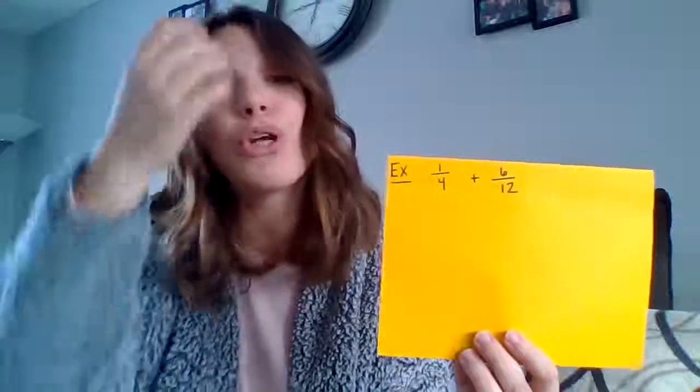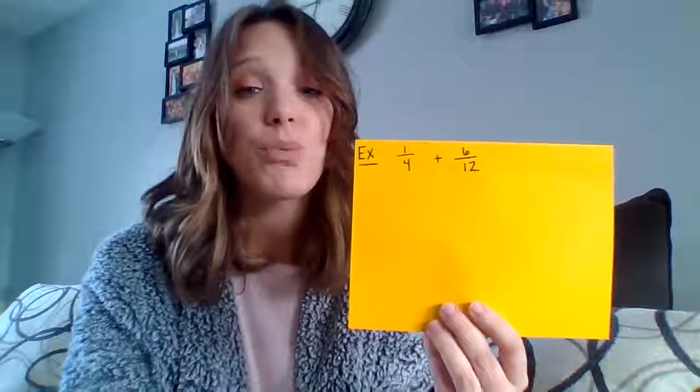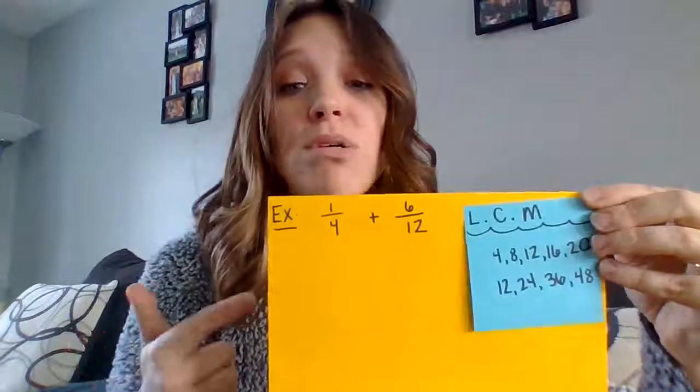So I already know I'm adding two fractions with different denominators, or different units. So I need to make them the same. I need to find a common denominator before I can add. Last week we practiced finding the LCM. The LCM, as a reminder, stands for the least common multiple. So we're going to list the multiples of those denominators.